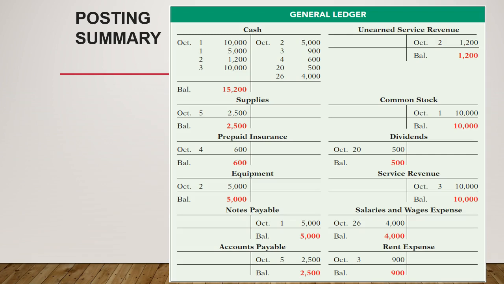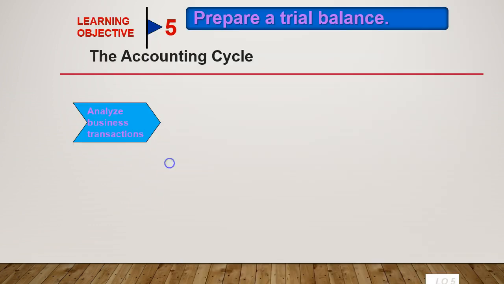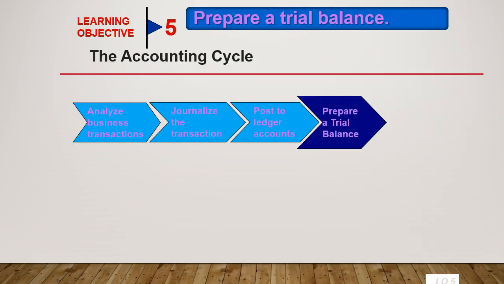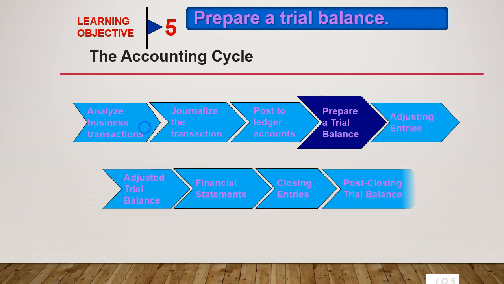We're almost done. Once you have journalized all of your transactions, you post those to the appropriate ledger accounts. We then prepare what's known as a trial balance. So that's going to be the next step, preparing a trial balance. I'm going to skip through those.